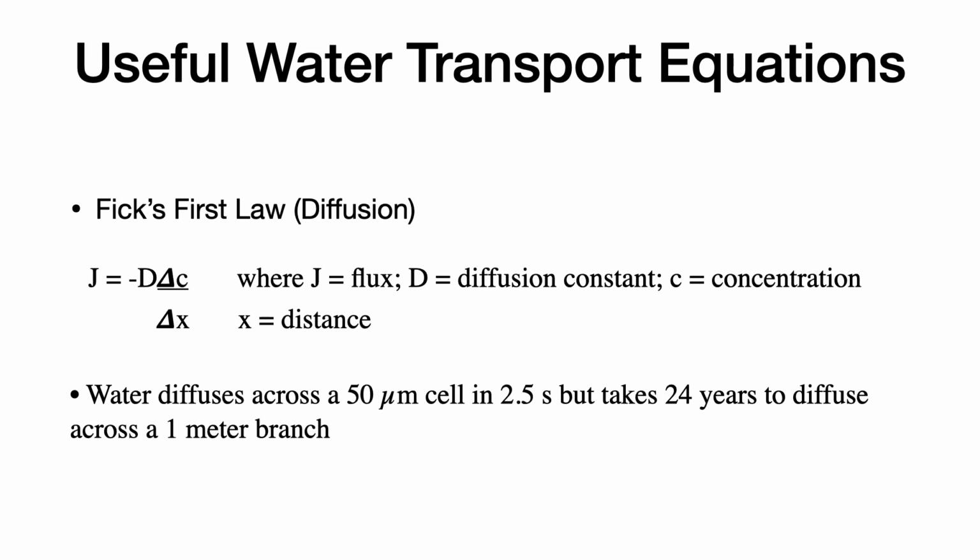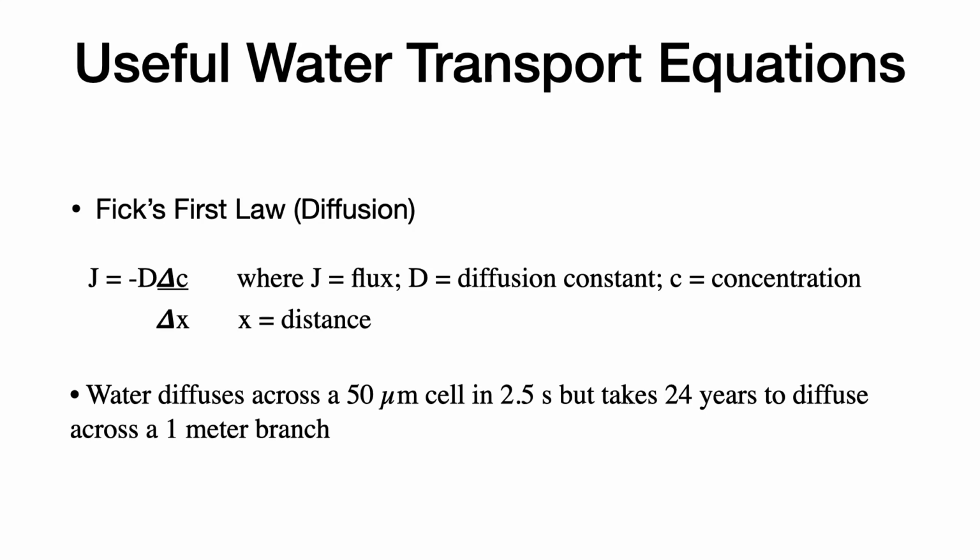For example, Fick's first law, the law of diffusion, can be defined as J, which stands for flux, or the movement of a molecule, in this case water. It's equal to negative D, where D is the diffusion constant, times the change in C over the change in X, which is the concentration gradient: the change in concentration over a change in distance.